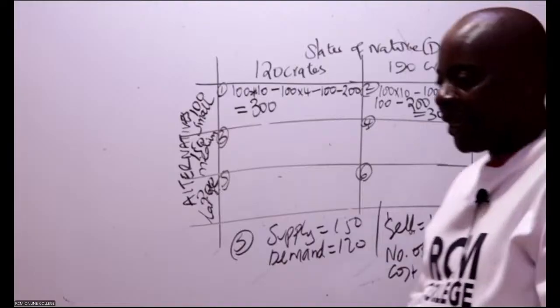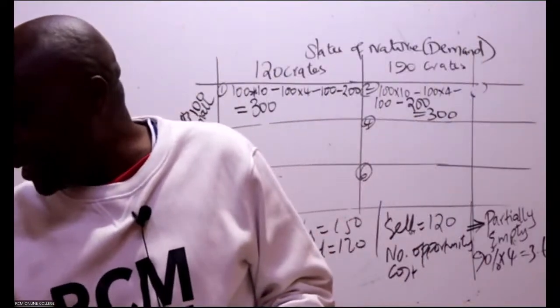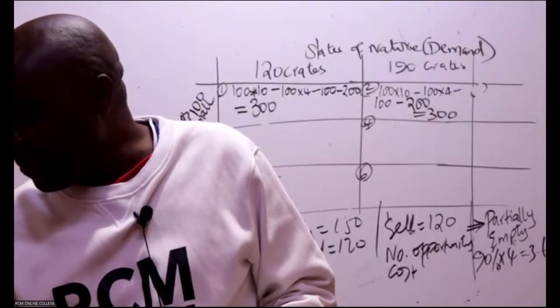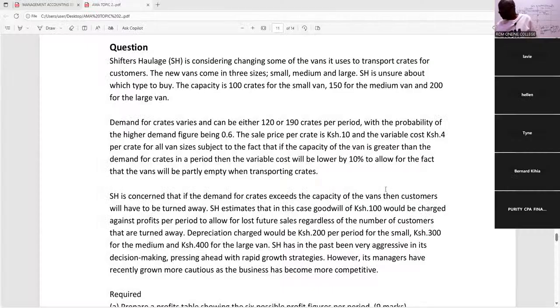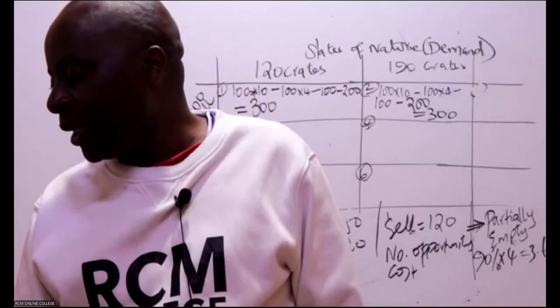Let me read this again. You guys are very, very bright. Provide the 10%, yes. Because they have told me here, ladies and gentlemen, that the variable cost is 4 per crate for all van sizes, subject to the fact that if the capacity of the van is greater than the demand for crates in a period, then the variable cost will be lower by 10% to allow for the fact that the vans will be partly empty when transporting crates. So in this case here, the variable cost will be 3.6.